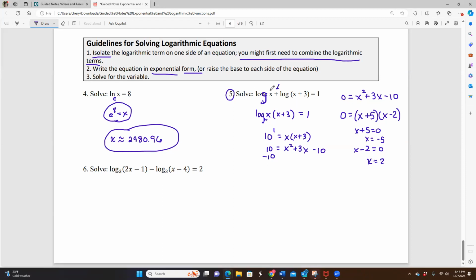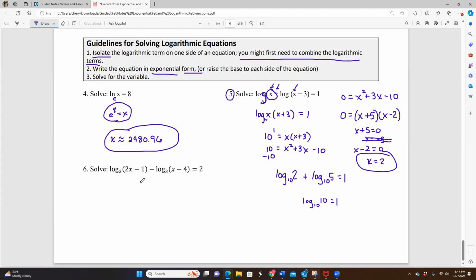Checking our answers, if I plug in a -5 for x, I would have a negative argument here. So I know right off the bat, without even checking, that that answer doesn't work. If I plug in a 2, I'd have the log base 10 of 2 plus the log base 10 of 5 equals 1. Using our product rule, this is the log base 10 of 10 equals 1, so it checks out, and we know that x equals 2 is a solution.